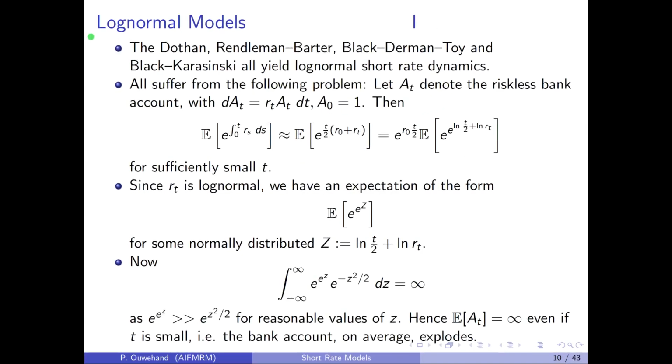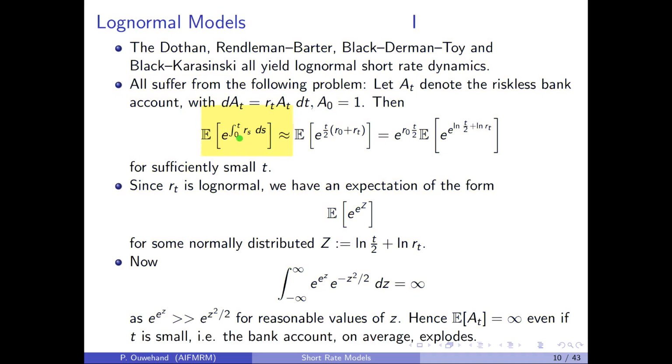Let's now consider models where the short rate is log normally distributed. Examples of those, as we've seen, are the Dothan and Rendleman-Bartter model, the Black-Derman-Toy, and also the Black-Karasinski model. All of these yield log normal short rate dynamics. And all suffer from the following problem. Suppose that A denotes the riskless bank account with the usual dynamics. Then the expected value of the bank account can be approximated as follows.